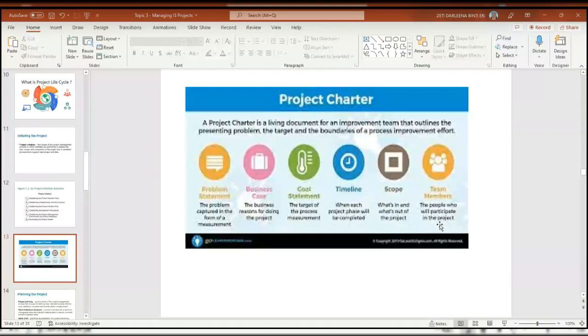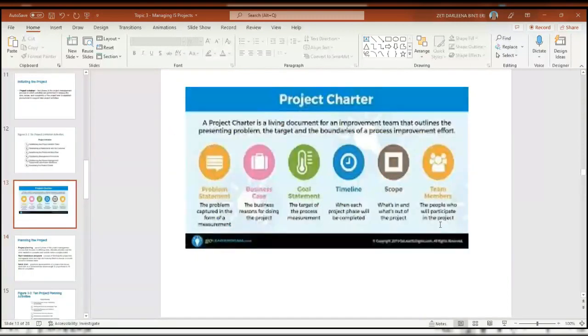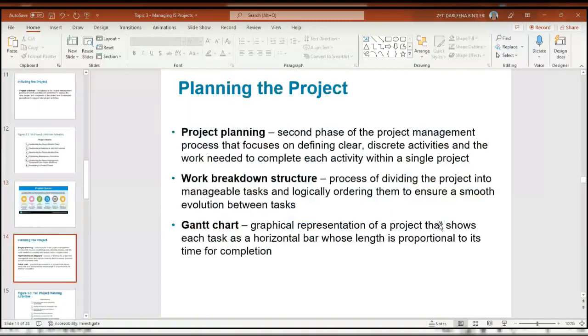So that is the initiating the project. So the project charter ni could be some sort of a document for proposal, document for contract. So describing the reason, the scope, and the goal of the project. So the next phase we have planning the project. So what is planning project? Tadi kita ada terms project management. Now kita dah masuk fasa kedua ni, project planning.